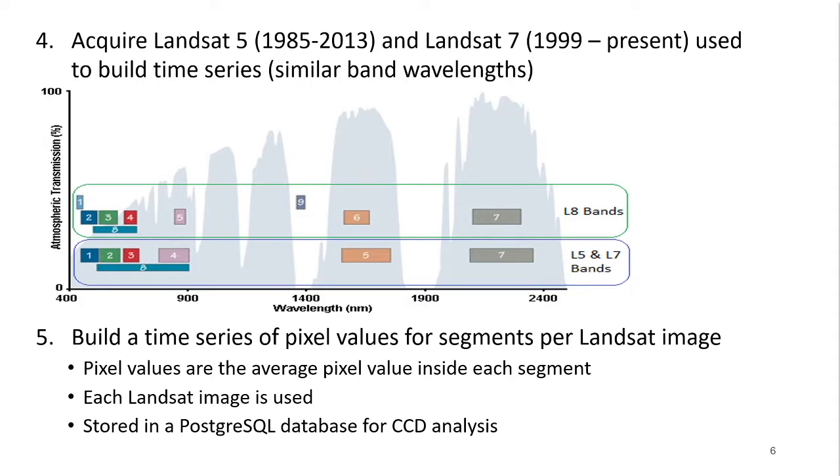And then we build a time series of pixel values for each segment for each Landsat image. So what we do is we take the average pixel value inside each segment for each Landsat image, and then store all that information into a PostgreSQL database, and then run CCD analysis on it.